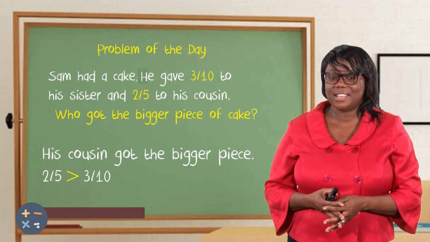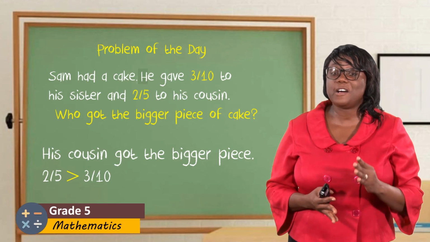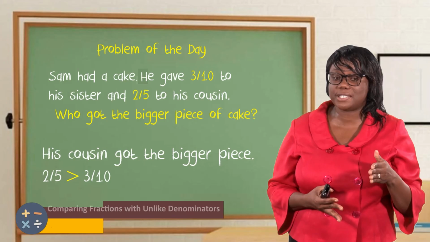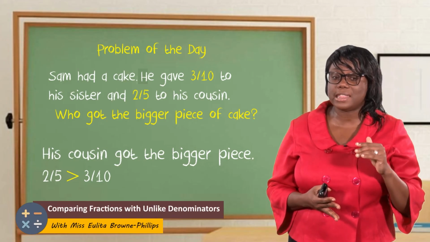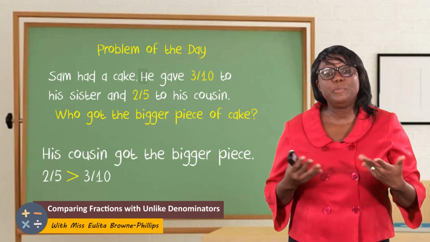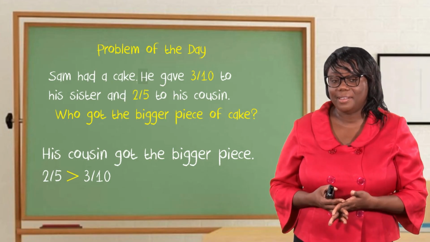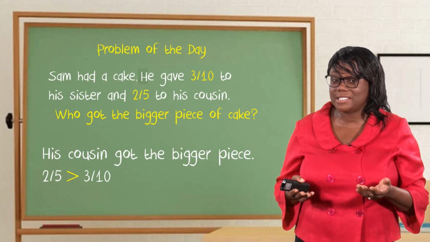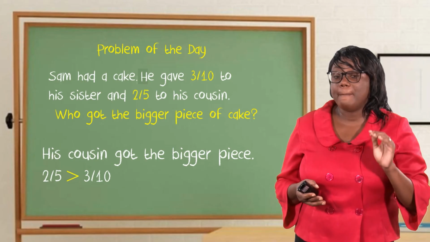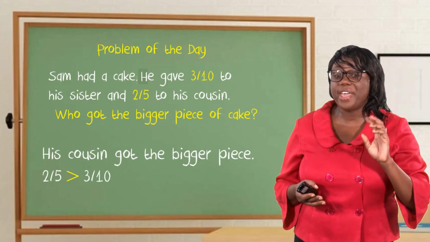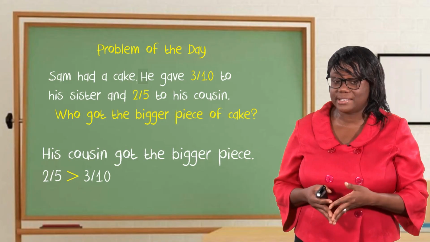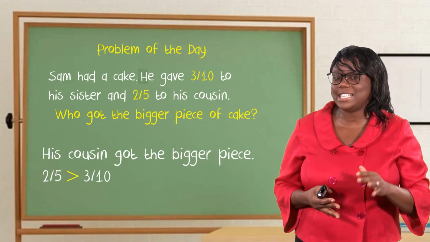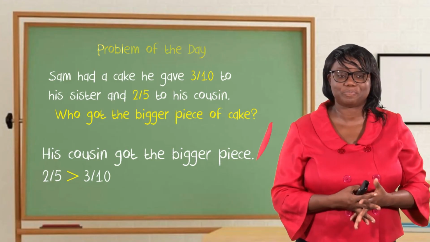Good. So, his cousin got the bigger piece of cake, which is 2/5. 2/5 is greater than 3/10. You may wonder why. When we are comparing fractions with unlike denominators, we find the LCM, make the two fractions like, then compare their numerators. I hope you would have done that, boys and girls. You are excellent problem solvers.